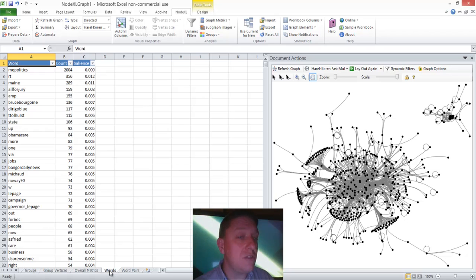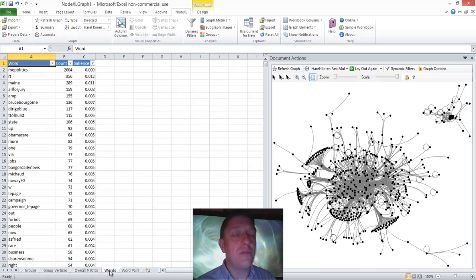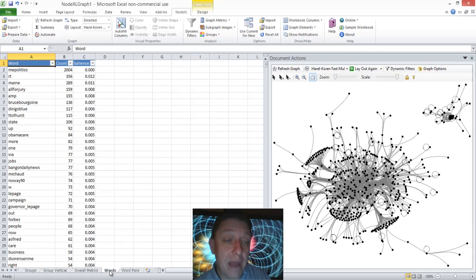The Bangor Daily News, a newspaper, Michaud, who is one of our two members of Congress in the House of Representatives. Of course, we have two senators as well. Then LePage, campaign, and Governor LePage are big. Great. What about word pairs? This gets even more interesting because then we get to figure out, and I'll show you in a future week, how we can create a network out of this. We have word pairs. How often do two words show up together?